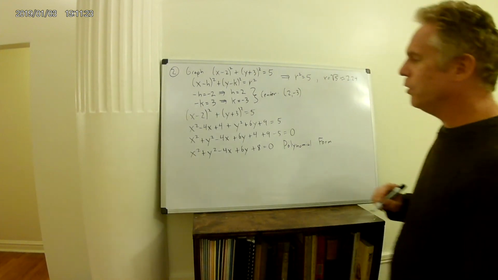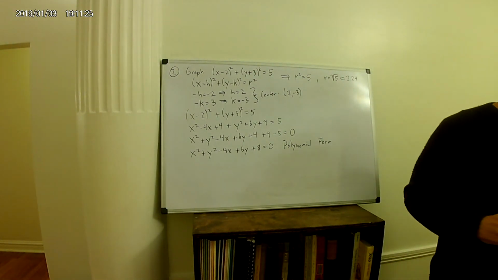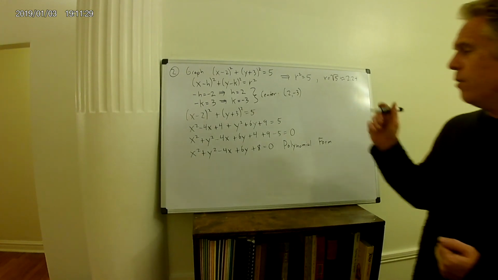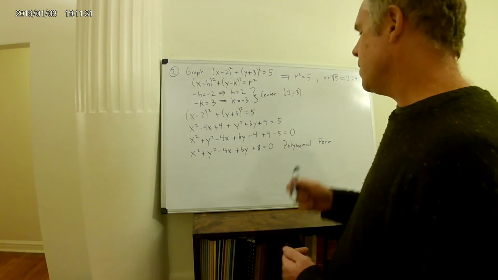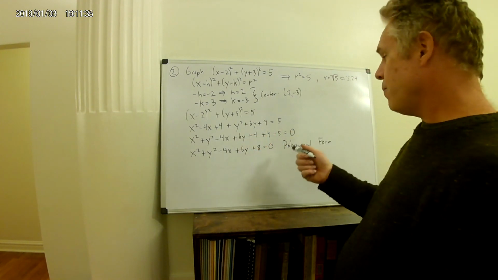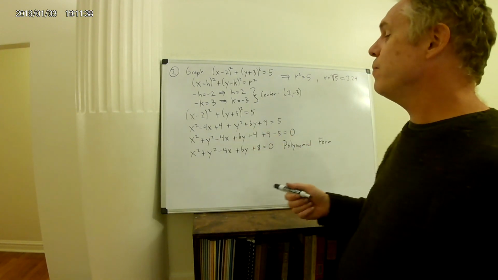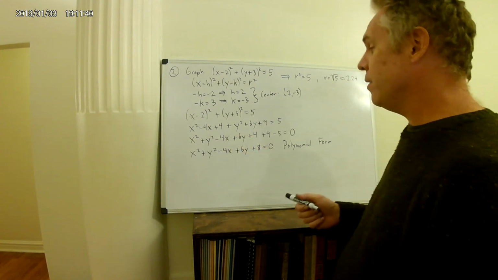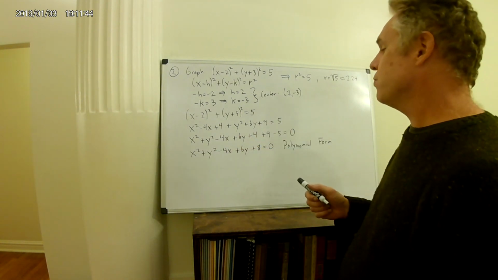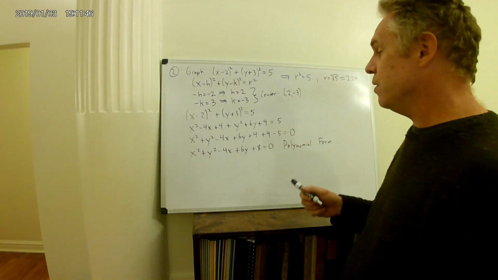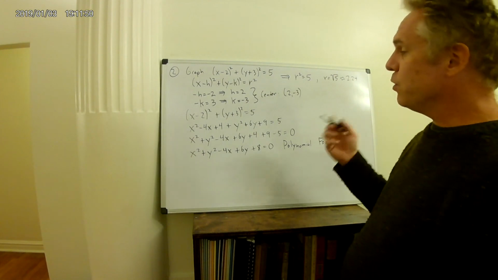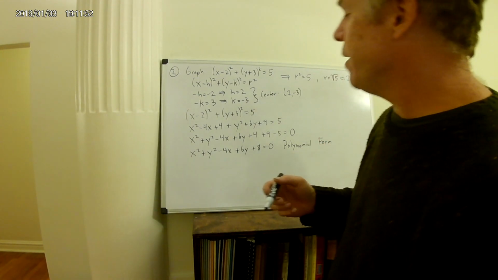This is called the polynomial form of the equation of a circle. In other words, we can represent a circle as a second degree polynomial in both x and y, because we have an x squared and y squared. Then we have the first degree terms, minus 4x plus 6y. Then we have a constant. So we can represent a circle as a second degree polynomial in x and y.